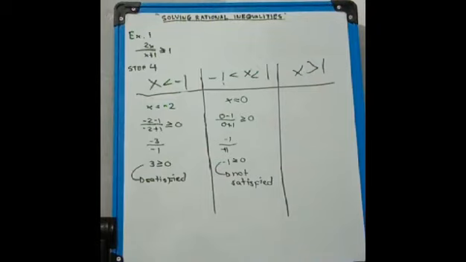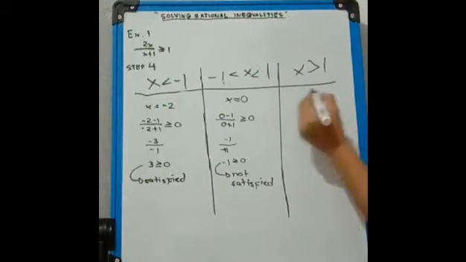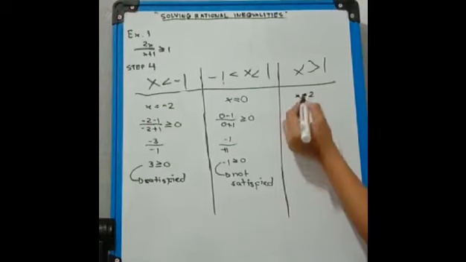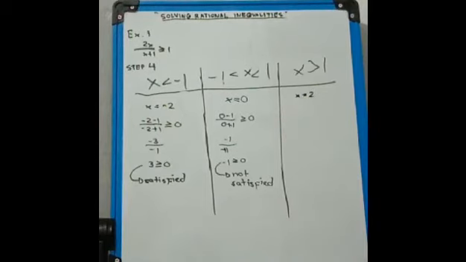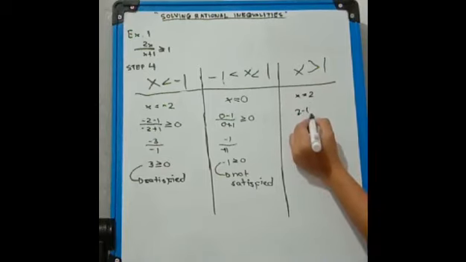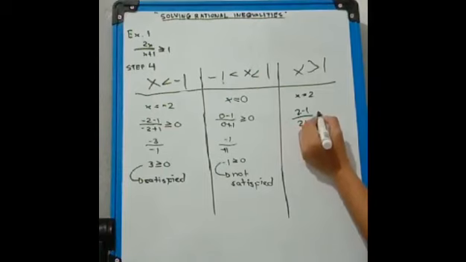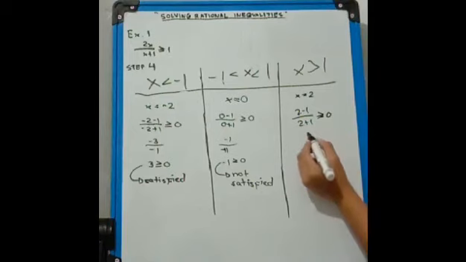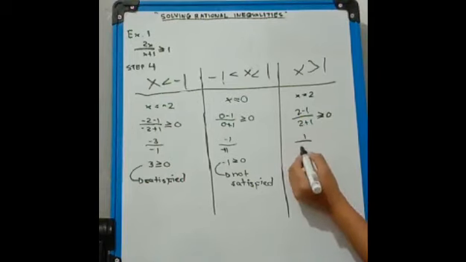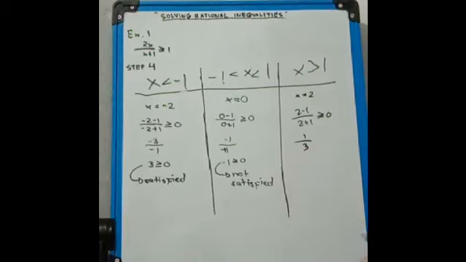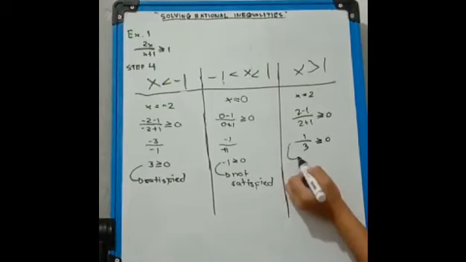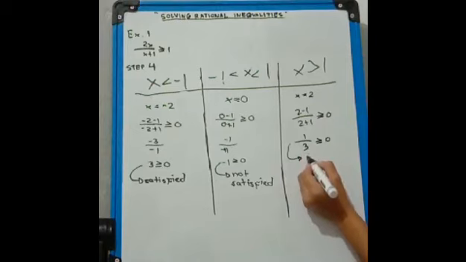In the third column, x equal to 2. Let's substitute 2 for x. So our fraction now is 2 minus 1 over 2 plus 1 greater than or equal to 0. 2 minus 1 is equal to 1 and 2 plus 1 is equal to 3, so 1/3 greater than or equal to 0. Since 1/3 is obviously greater than 0, our solution is satisfied.